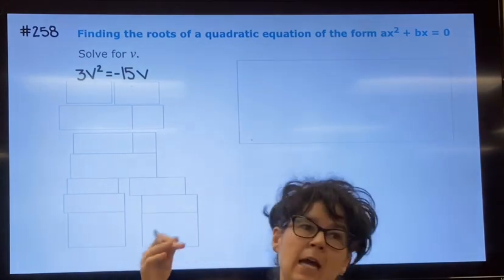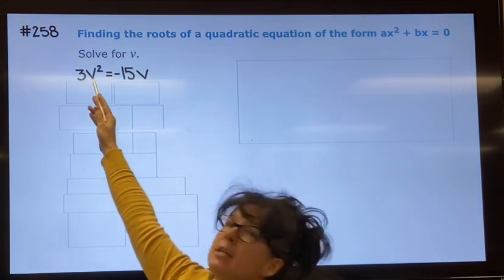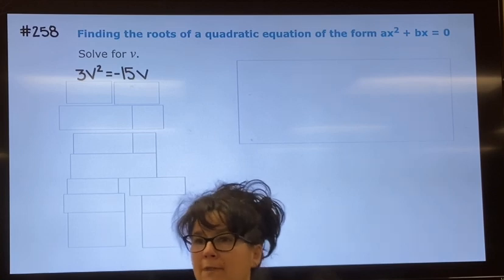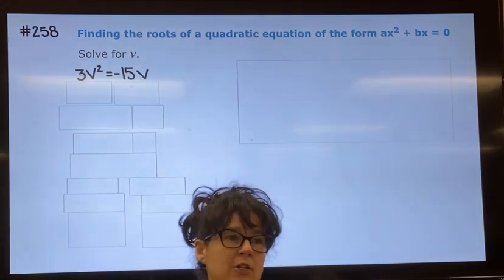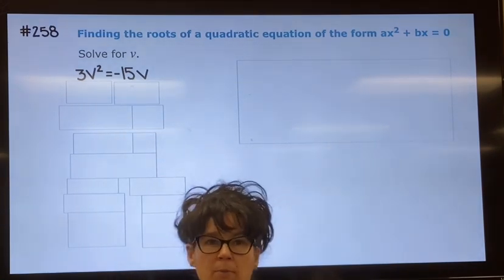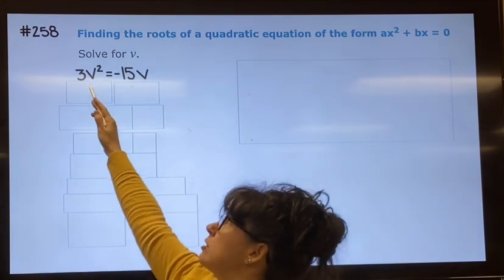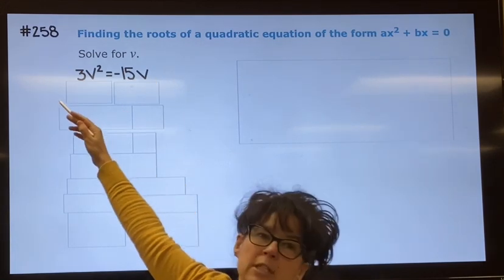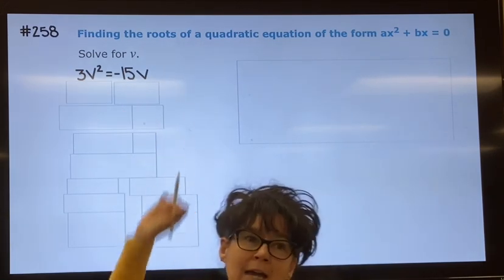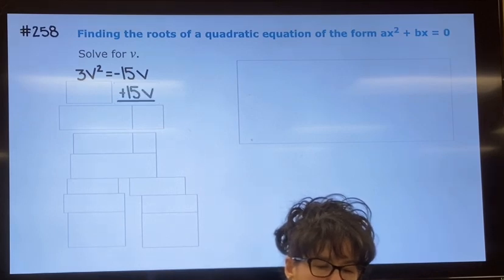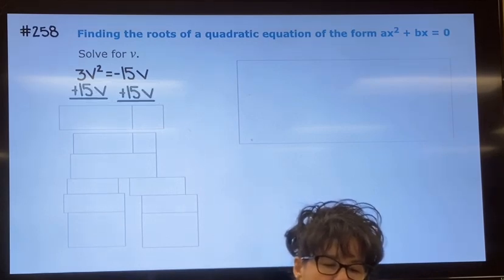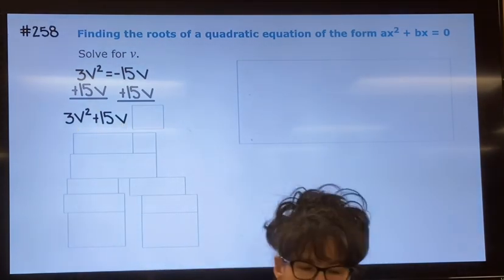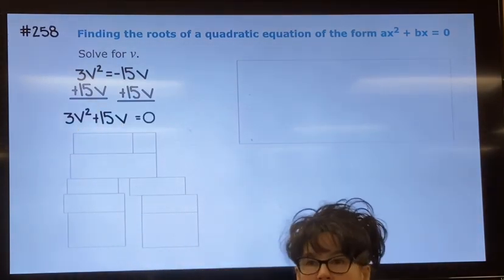I would really like the number in front of the variable squared to be positive, because eventually I'm going to be factoring. And when you factor, it's nice to have the leading coefficient positive. So even though I could subtract 3v squared to make this equal 0, I'm going to choose to add 15v to both sides. So if I add 15v to both sides, I have 3v squared plus 15v equal to 0.